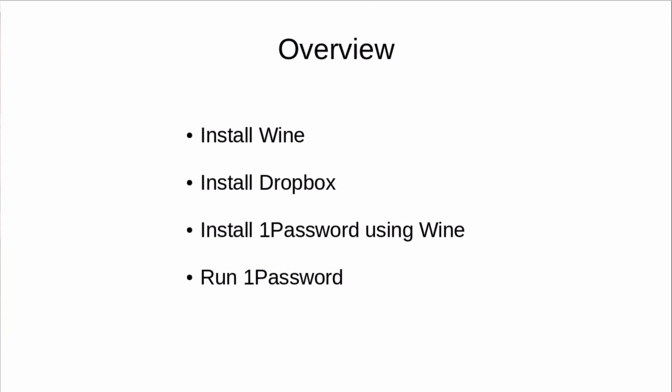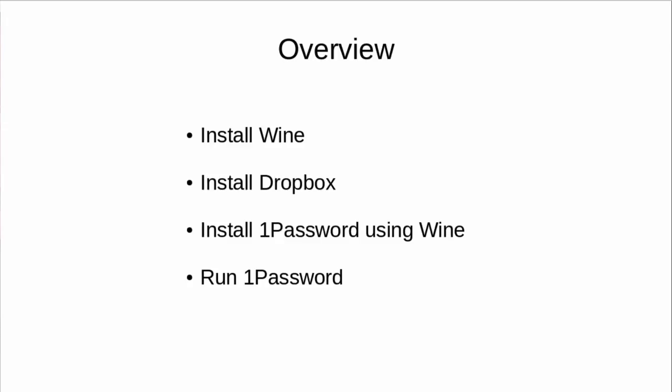Before we get started, I want to give you an overview of the steps. First, I will show you how to install Wine. This is the Windows emulator that we will be using to install and run 1Password. Next, I will show you how to install Dropbox. After that, I will cover downloading and installing 1Password using Wine. And lastly, I'll show you how to run 1Password.